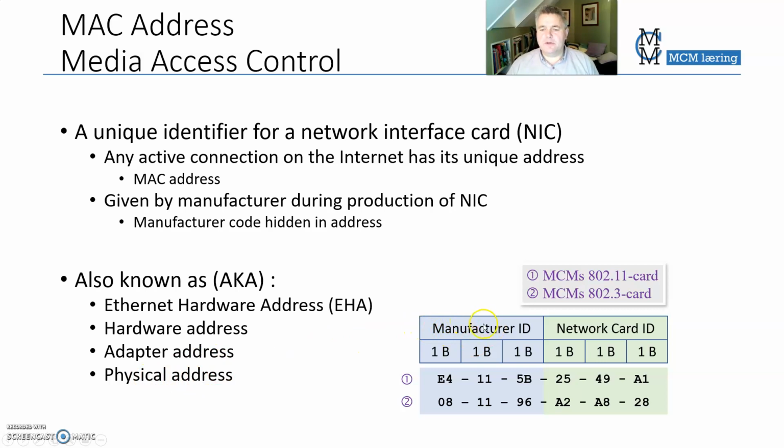For example, my MAC address here for my 802.11, that's my wireless card, has this MAC address here, while the wired network interface card has that address. The first half of the address is the manufacturer ID, so I can tell who made the network card. And then there's the unique identifier, or a serial number if you like, following from the manufacturer.